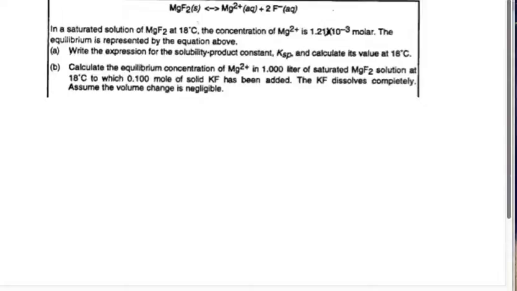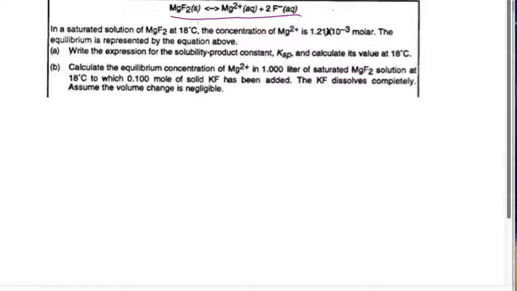You'll be fine. So here, it gives you a system, and it says, in a saturated solution, MgF2 at 18 degrees, the concentration of Mg+2 is 1.21 times 10 to the negative third. The equilibrium is represented above. So do you kind of see already how it's a KSP problem by the way they did the solid going into the ions, right? Even more, Part A says write the expression for the solubility product and then calculate the value of KSP at 18 degrees.